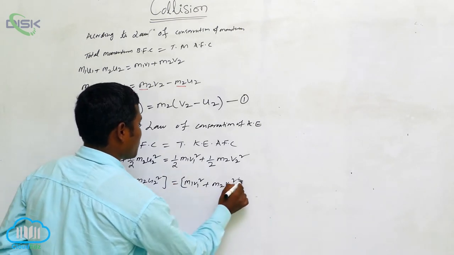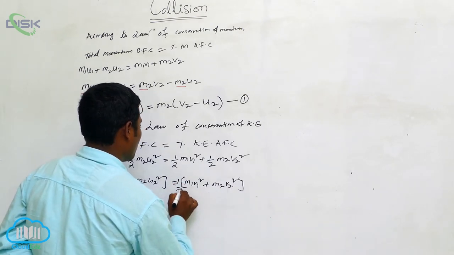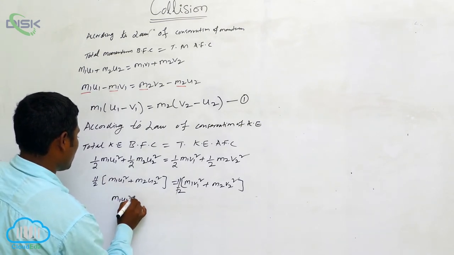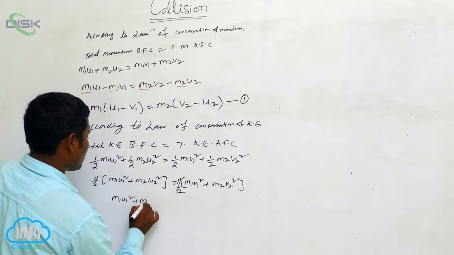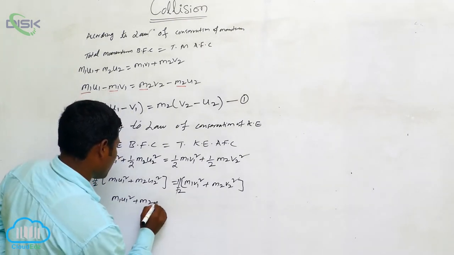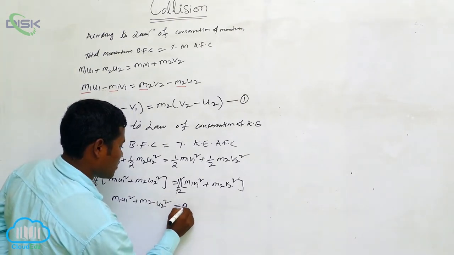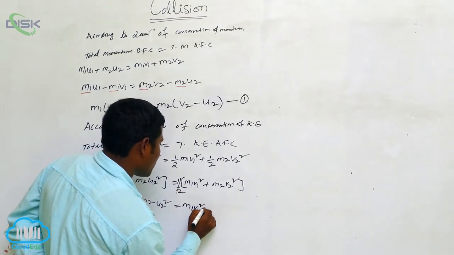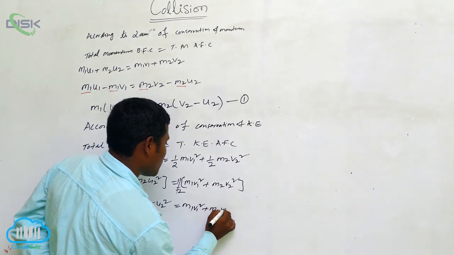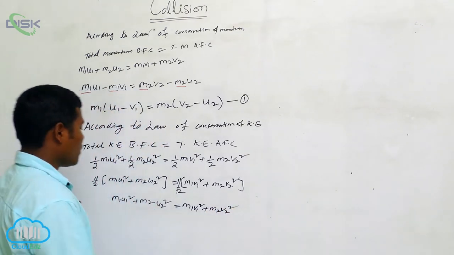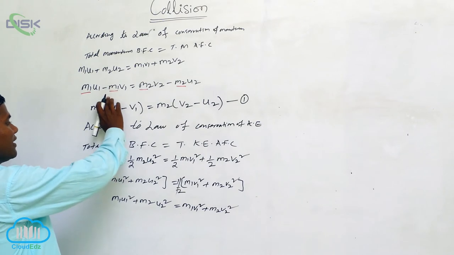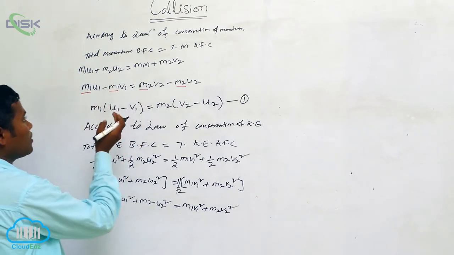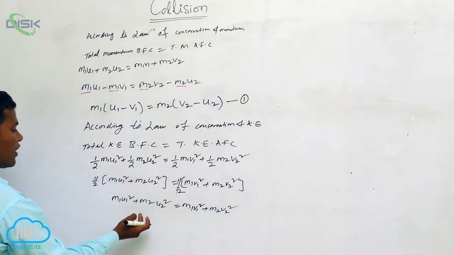Here also take the common 1 by 2. Then 1 by 2 and 1 by 2 get cancelled. What is remaining? M1 u1 square plus M2 u2 square equals M1 v1 square plus M2 v2 square. Same thing as previously: simply I brought the M1 terms to one side.